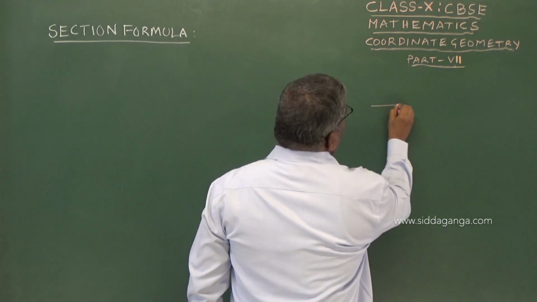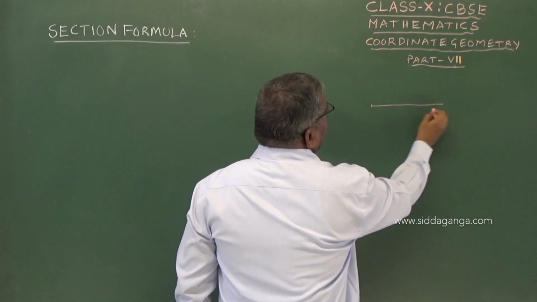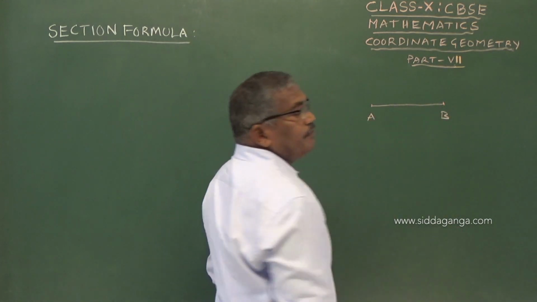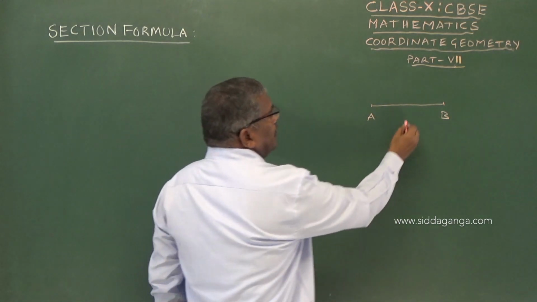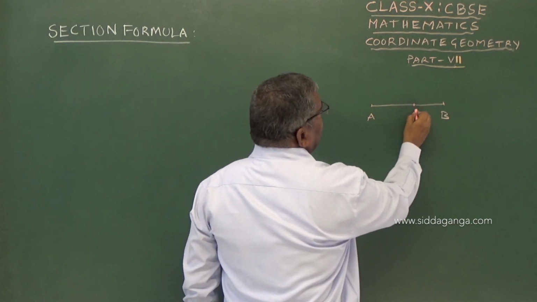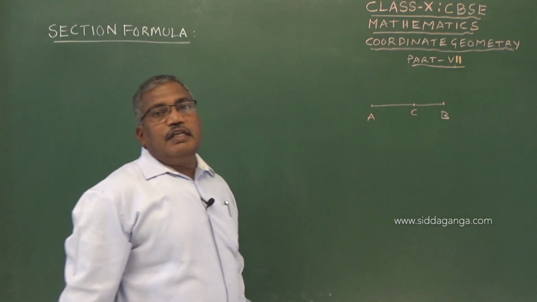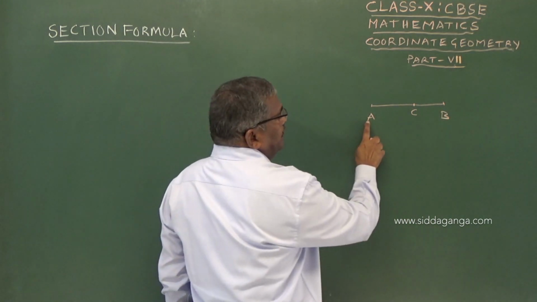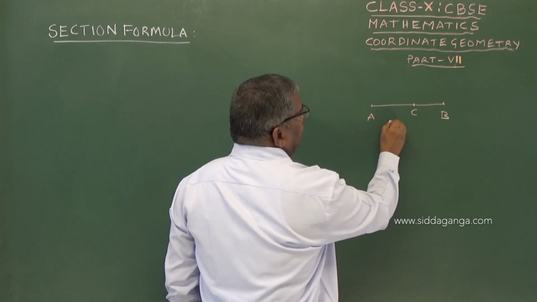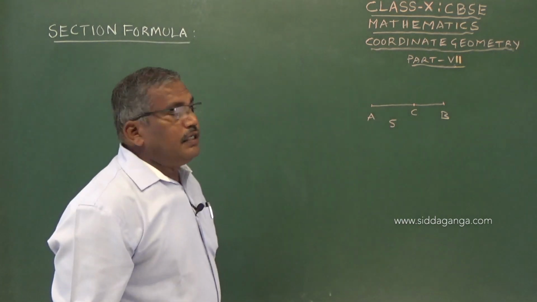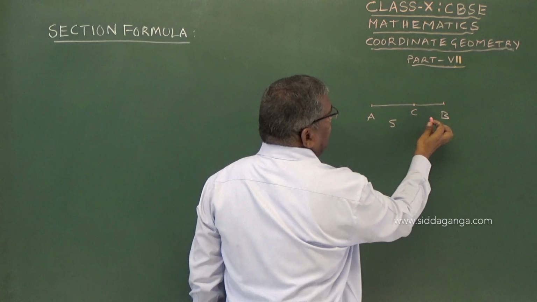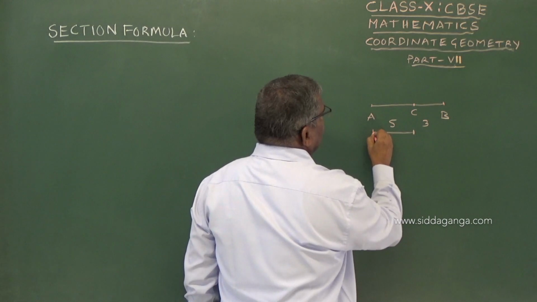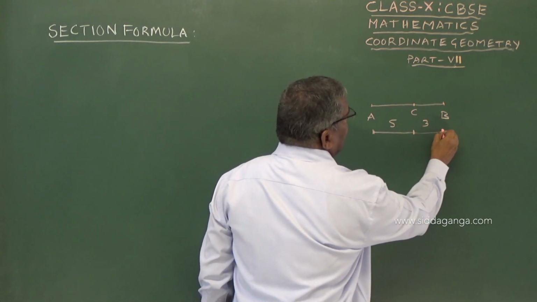If we have the line AB, and suppose another point is there on the line AB and C is in between AB, and if the distance AC is say 5 units and distance CB is say 3 units. So, from here to here it is 5 units and C to B it is 3 units.